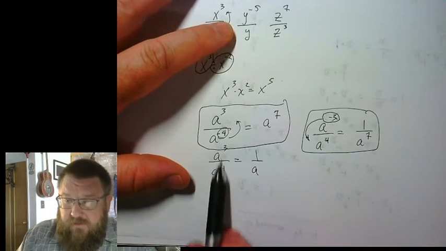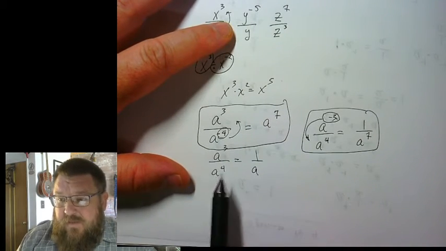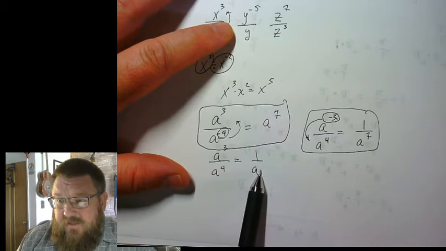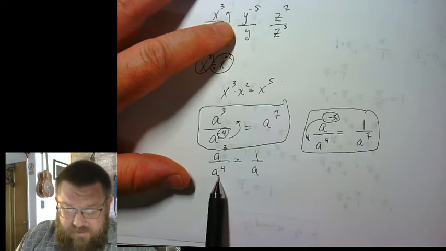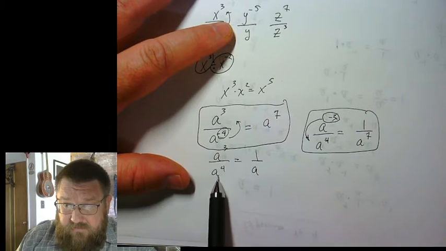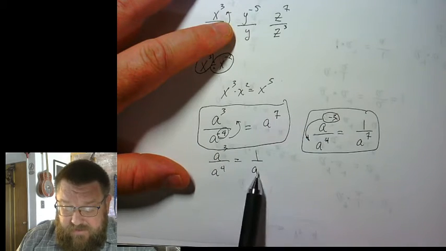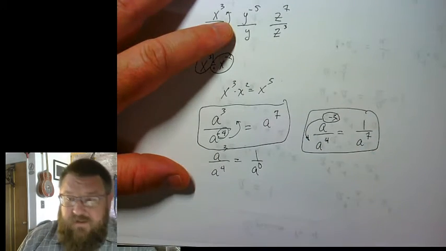And this one's just plain old reducing. I have 3 on the top, 4 on the bottom. That means I have 1 more on the bottom than I do on the top. See? 1 more on the bottom because there's 4. There's 3 on the top, 4 on the bottom. That's 1 more on the bottom. That's why it's like that. A to the 1. You never need to even write that a.